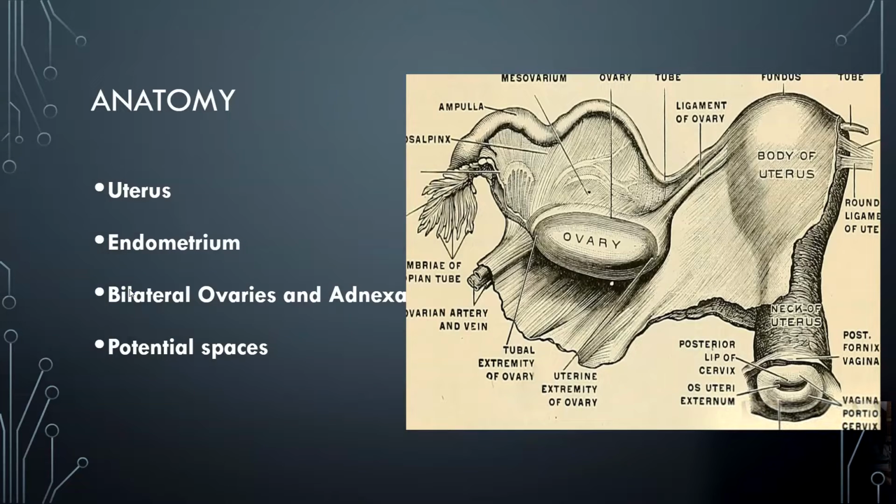All right, so the anatomy that's going to be important for us in the pelvis, at least gynecologically speaking, is going to be the uterus, the endometrium, bilateral ovaries and adnexa, and any potential spaces around the ovary, around the uterus, and around the ligaments.